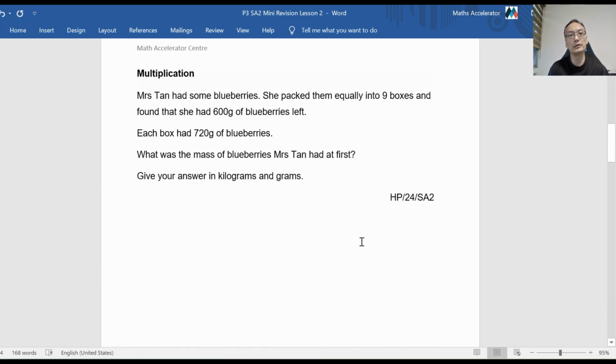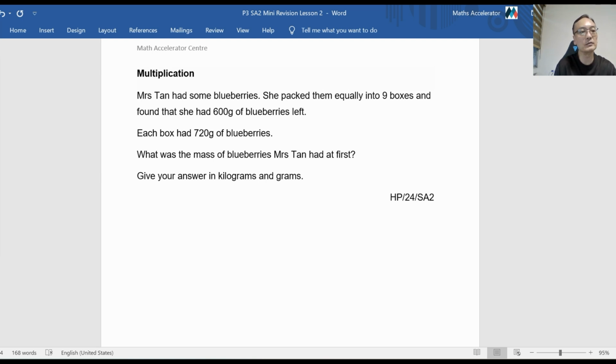In the first question we're going to deal with multiplication, and let me read the question first. Mrs. Tan had some blueberries. She packed them equally into 9 boxes and found that she had 600 grams of blueberry left. Each box has 720 grams of blueberries. What was the mass of the blueberries Mrs. Tan had at first? Give your answers in kilograms and grams.